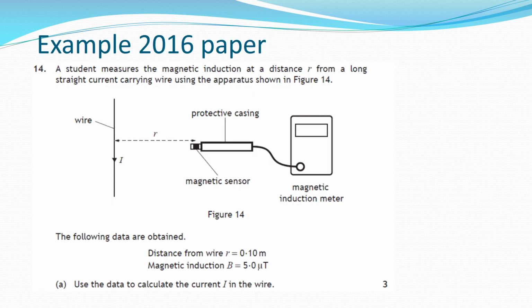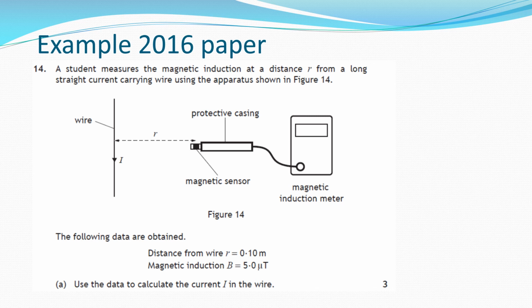So here we have an example from the 2016 paper. A student measures the magnetic induction at a distance r from a long, straight, current-carrying wire using the apparatus shown in figure 14. The following data is obtained. We have the distance from the wire, r in meters, and we have the size of the magnetic induction in microteslas.